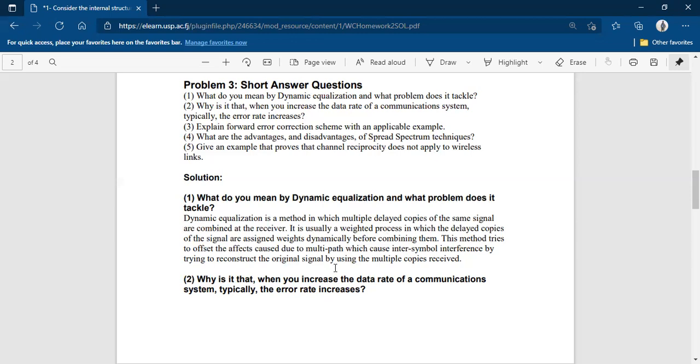Over here, when we mean dynamic equalization, we are not trying to bring in another signal or another copy of the signal. It is the same signal being transmitted at different delays, and having different weightings, to offset the interference caused by the noise in their particular paths.